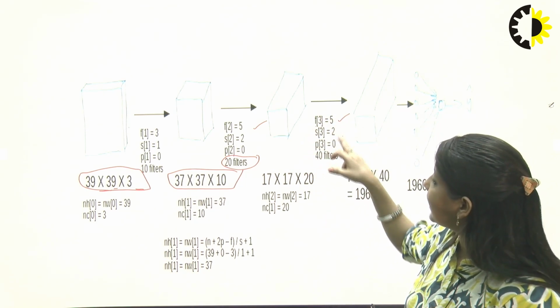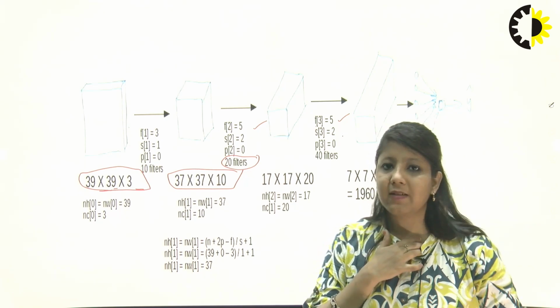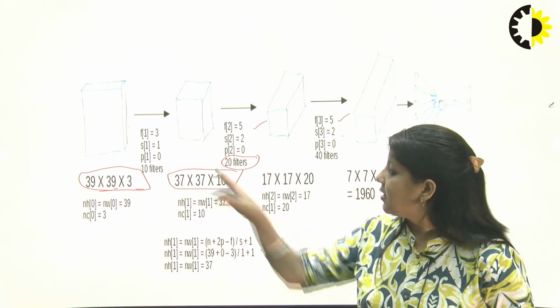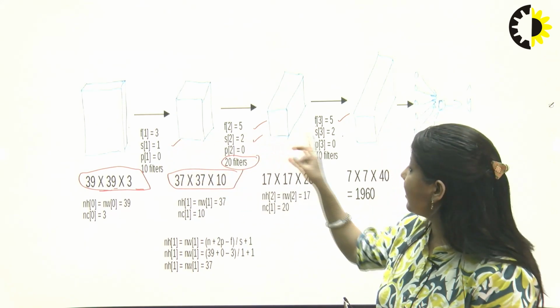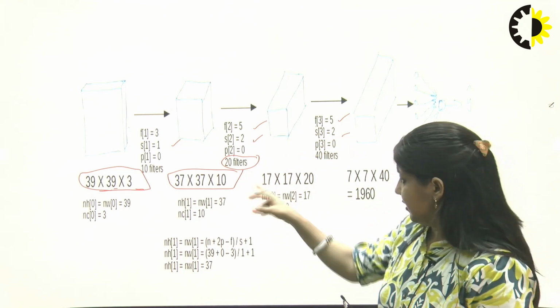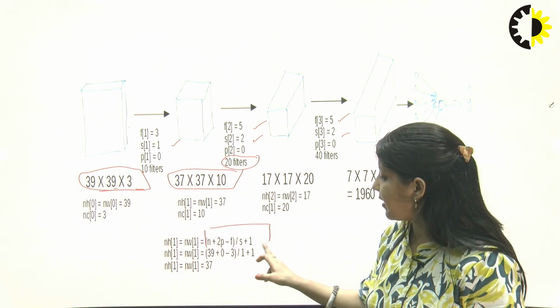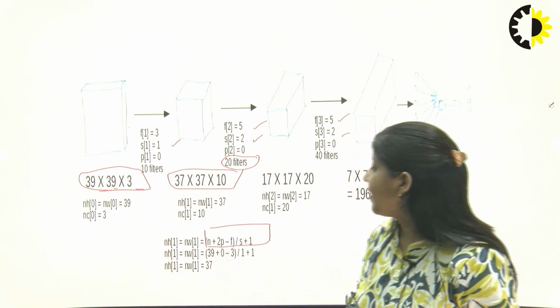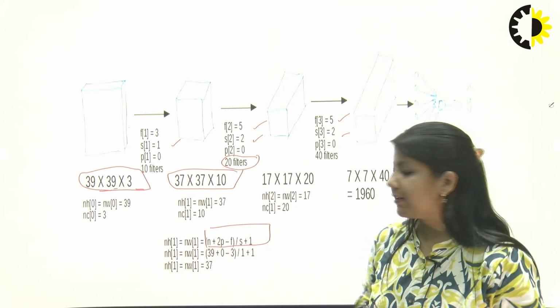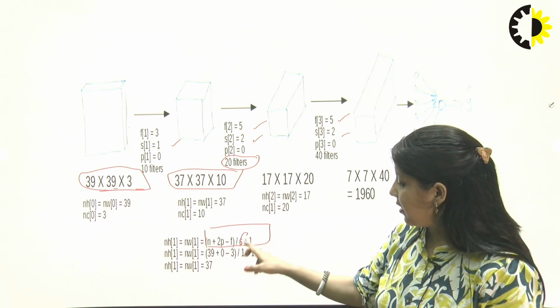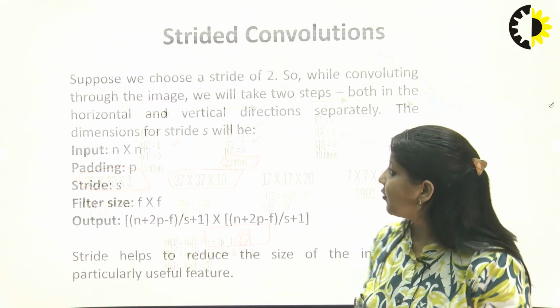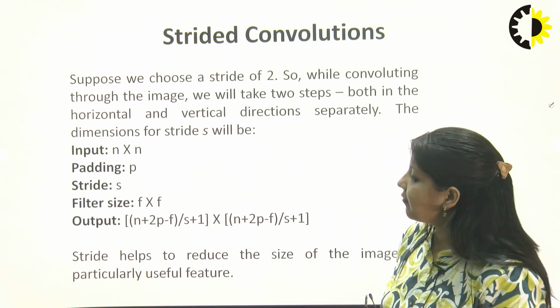This is the stride. Stride means we have window size 1. Here we have window size 2, and here we have window size 2 again. According to the formula, this is the formula: n plus 2p minus f, upon s, plus 1. So what is stride here? I haven't discussed this stride, so we will discuss what strided convolution is.